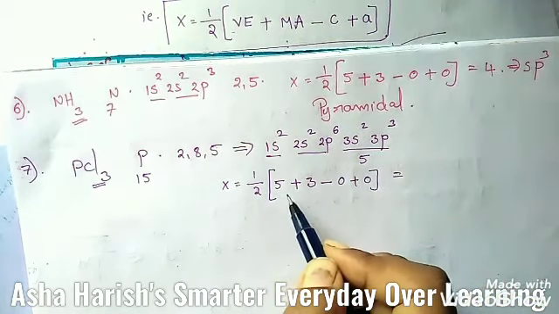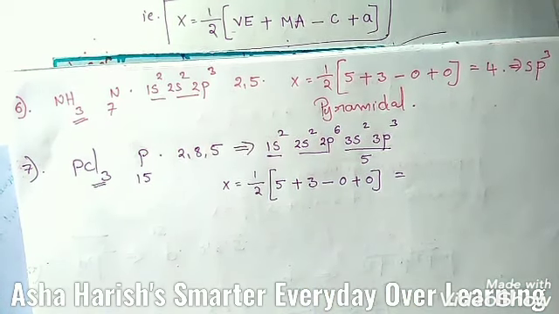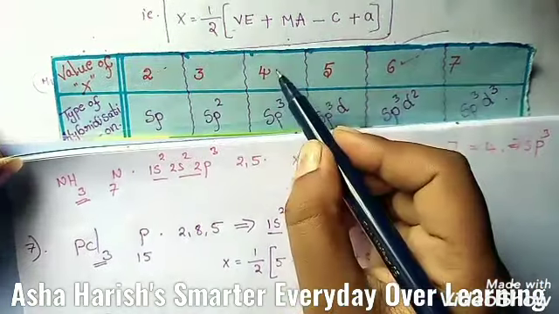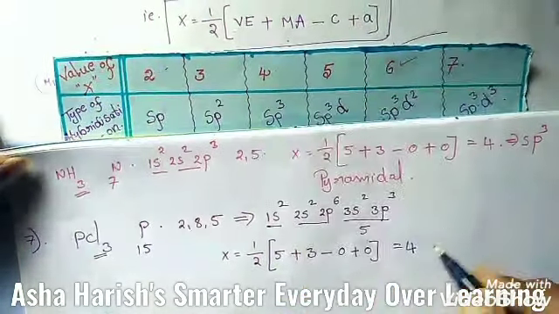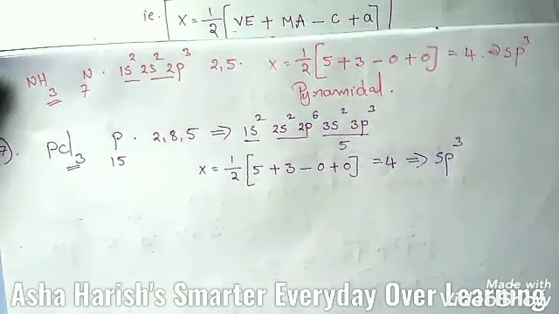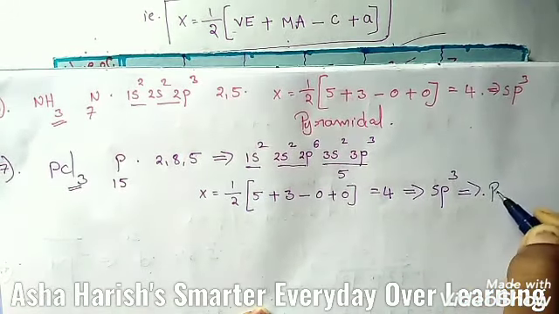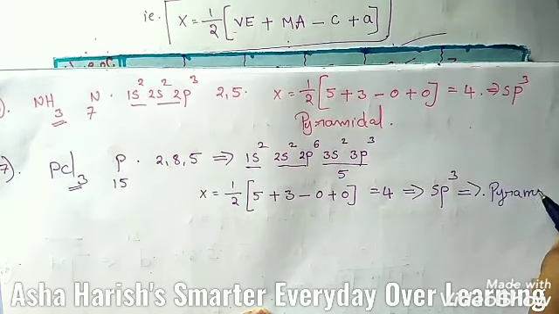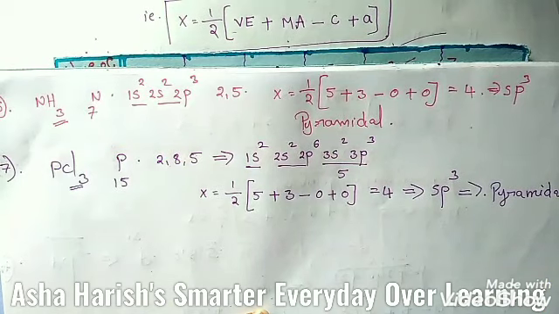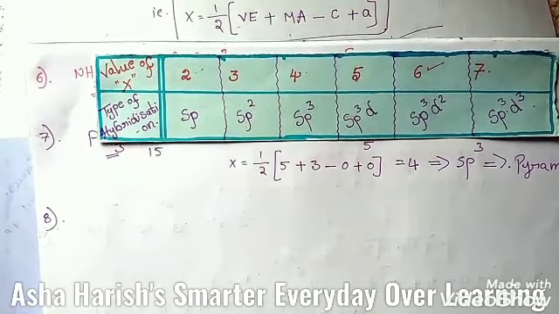Then half into 8 is 4. Here you can see 4 means hybridization sp3. sp3 hybrid orbitals are 4 here. The shape is pyramidal, just like ammonia, PCl3 has a pyramidal shape. Let's see the examples of ions.